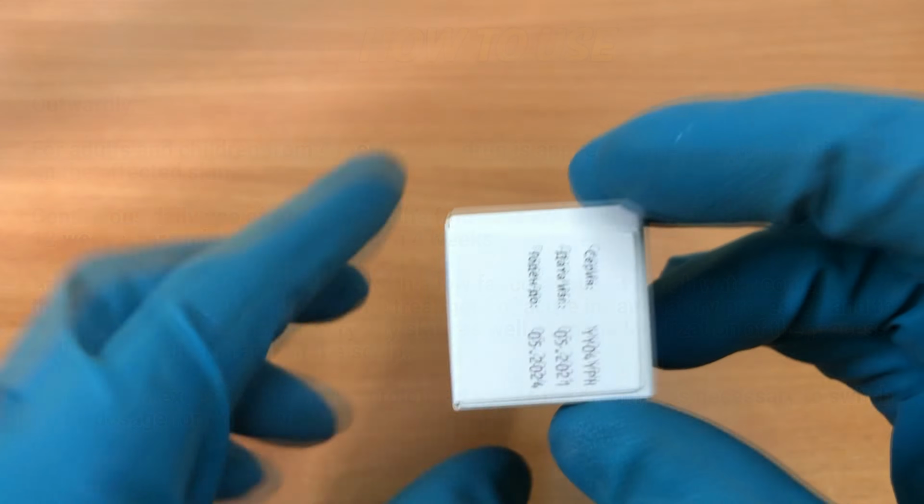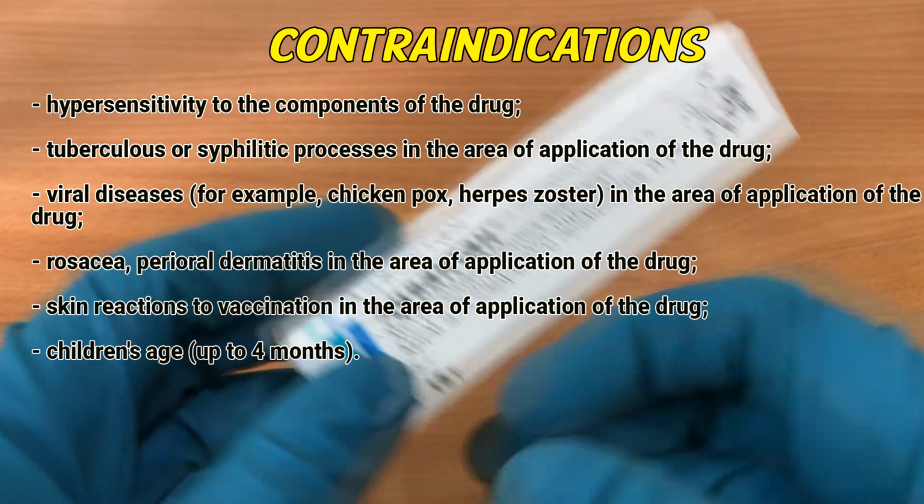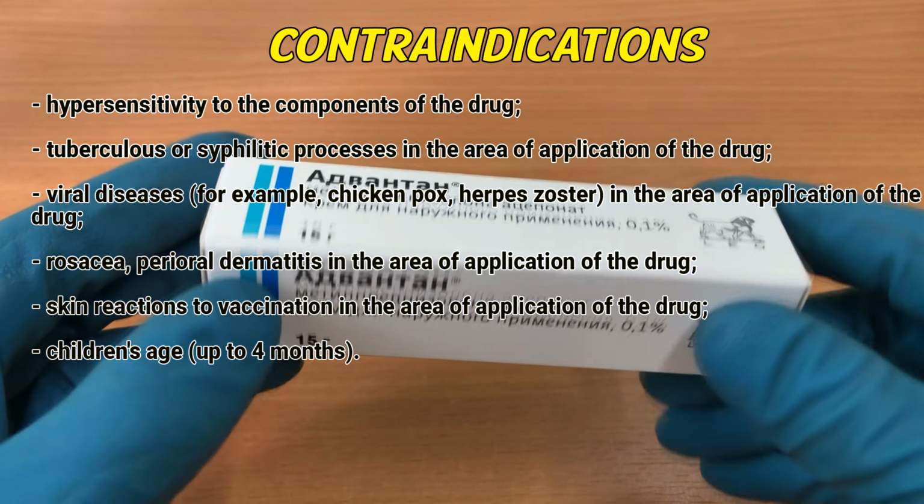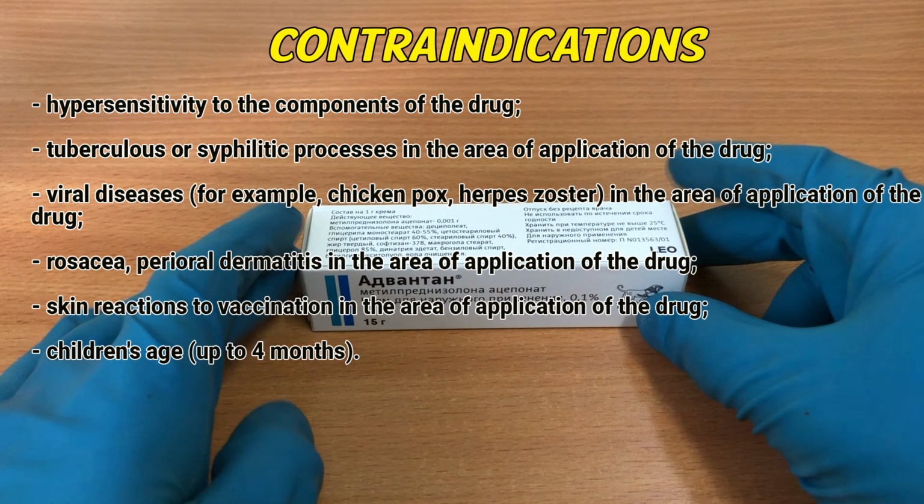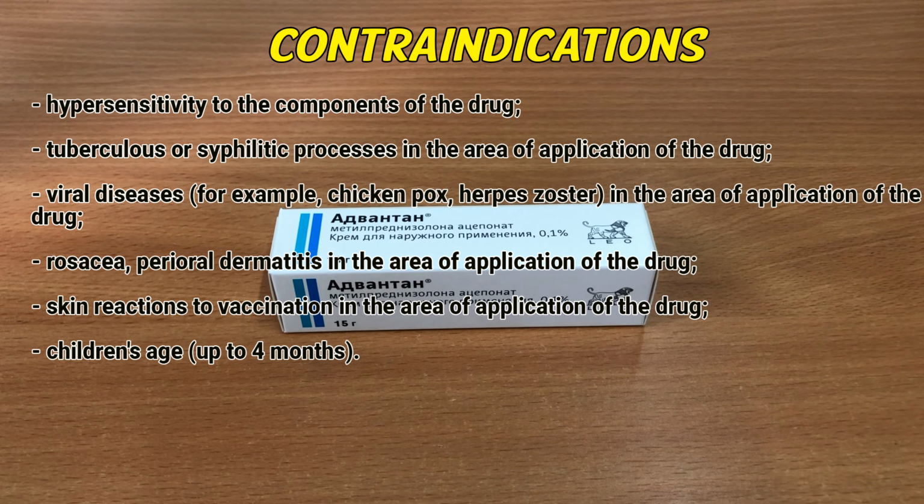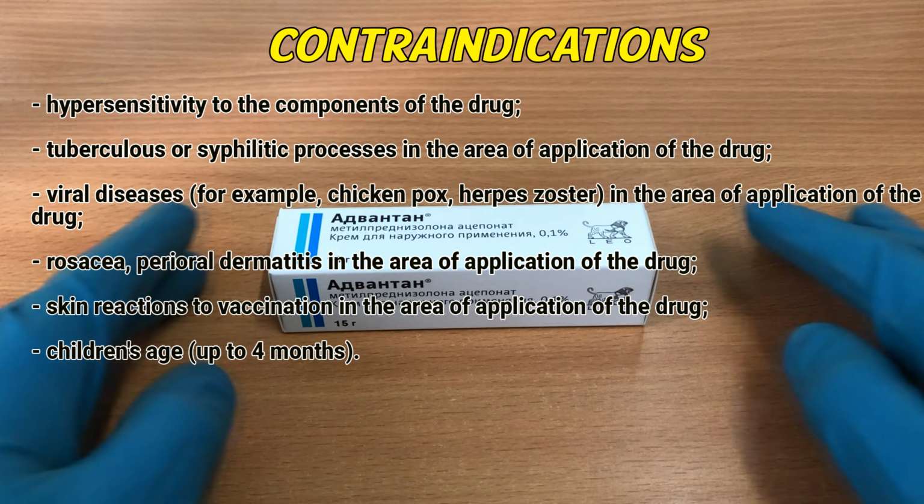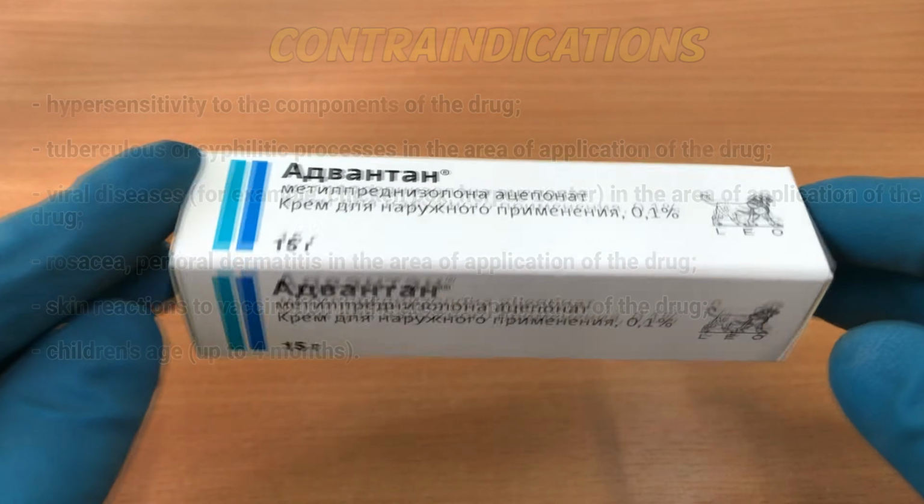form of Advantan. Contraindications: hypersensitivity to the components of the drug, tuberculous or syphilitic processes in the area of application of the drug, viral diseases, for example chickenpox, herpes zoster in the area of application of the drug, rosacea, perioral dermatitis in the area of application of the drug, skin reactions to vaccination in the area of application of the drug, children age up to 4 months.